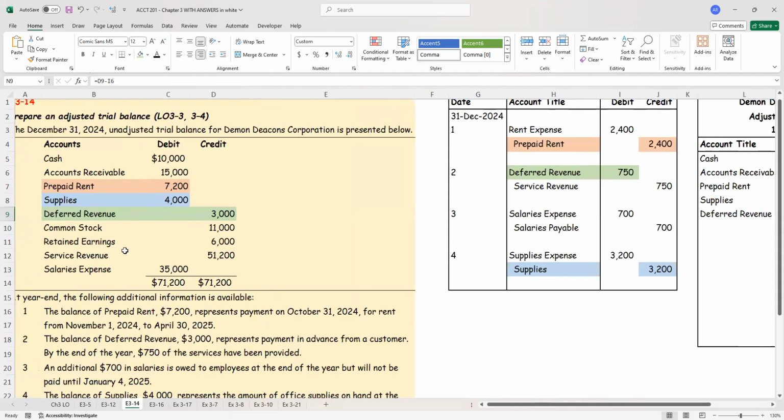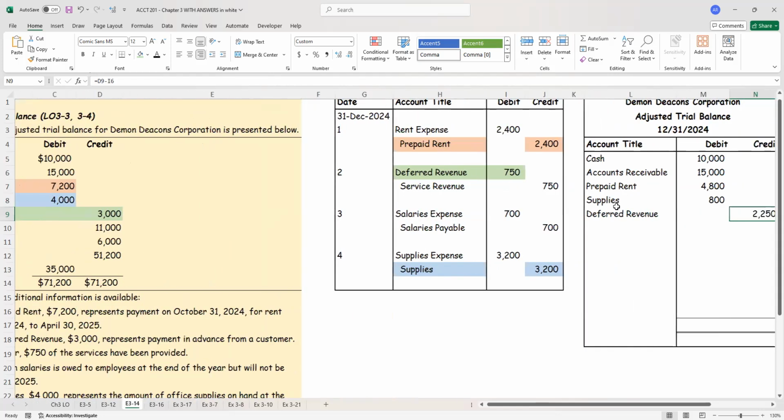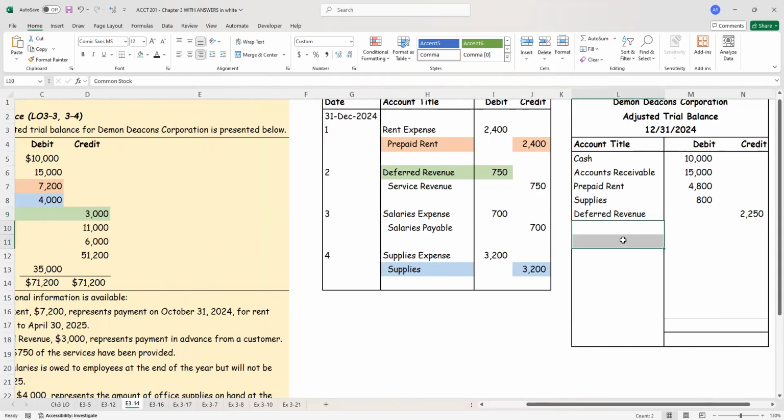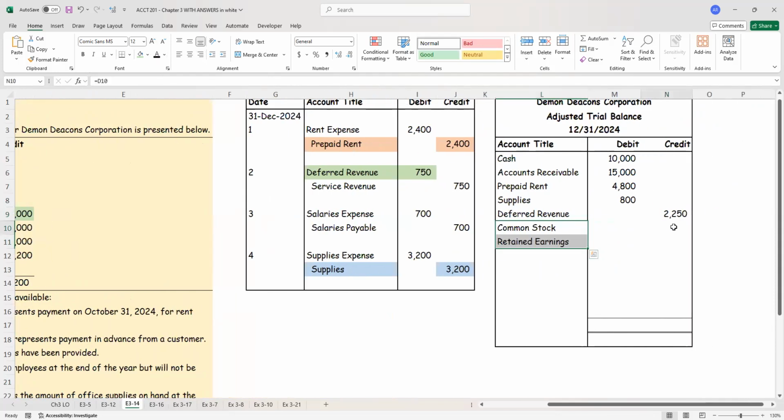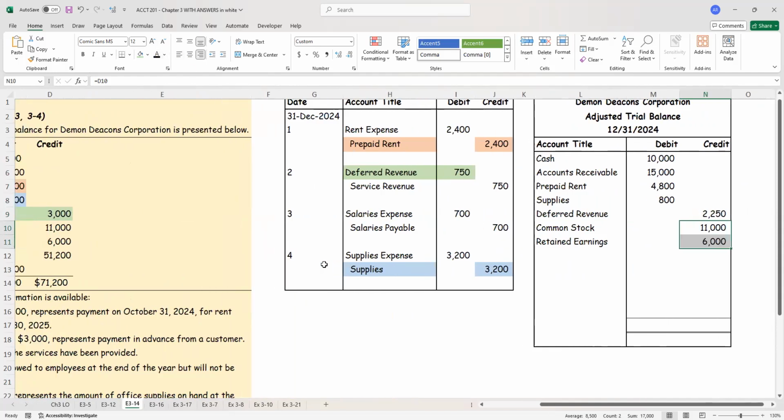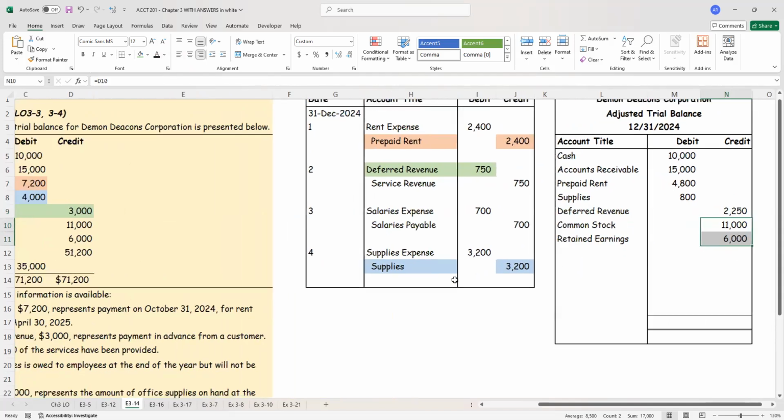Then we have common stock and retained earnings. We didn't touch those 2 accounts. So those numbers are not going to change. They stay the same. The balance is what we had in the unadjusted trial balance, 11 and 6. You just bring the numbers over 11 and 6.